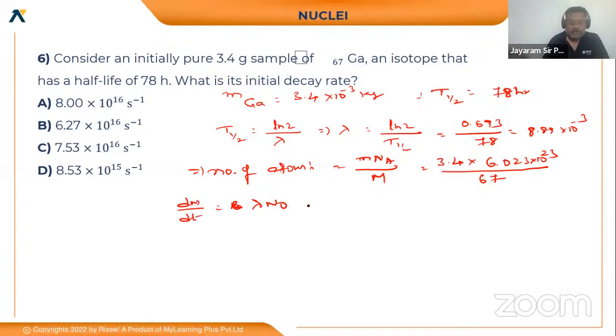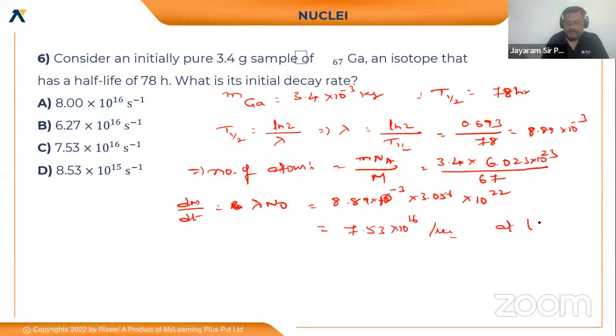So lambda into n naught, and the lambda value is going to be 8.89 into 10 to the power of minus 5, into 10 to the power of minus 3, 8.89 into 3.056. The next one into 10 to the power of 22 here. On solving this, we get 7.53 into 10 to the power of 16 per second.